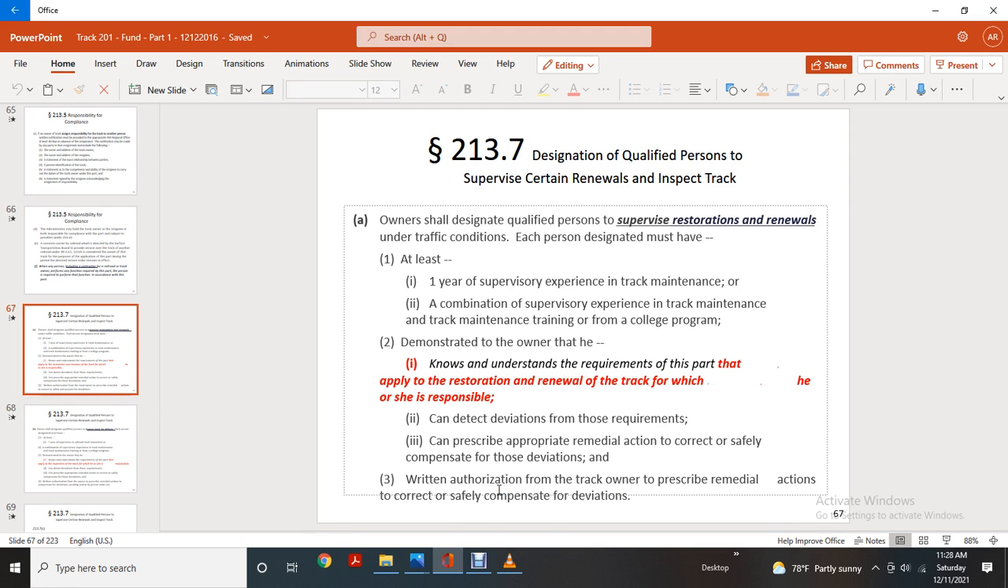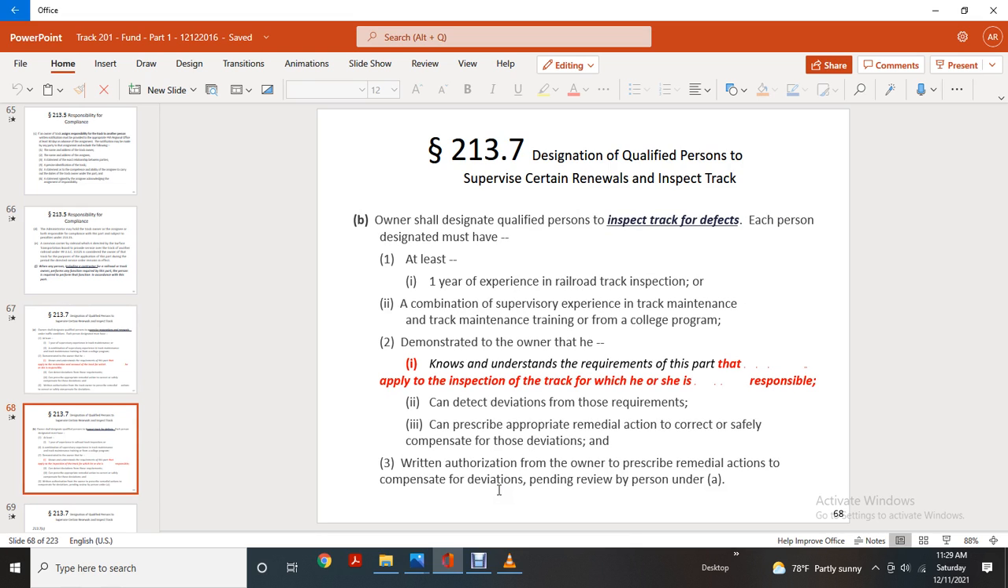213.7, designation of qualified persons to supervise certain renewals and inspections. B, the owner shall designate a qualified person to inspect track for defects. Each person designated must have at least 1 year of experience in railroad track inspection, or a combination of supervisory experience in track maintenance and training from a college program. 2, demonstrate to the owner the understanding of the requirements of this part that apply to the inspection of track for which he or she is responsible, and be able to detect deviations from those requirements.